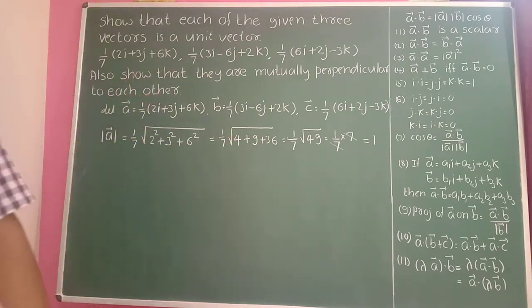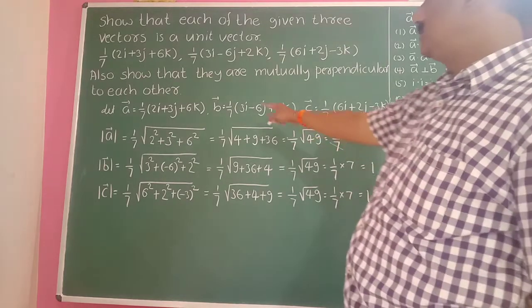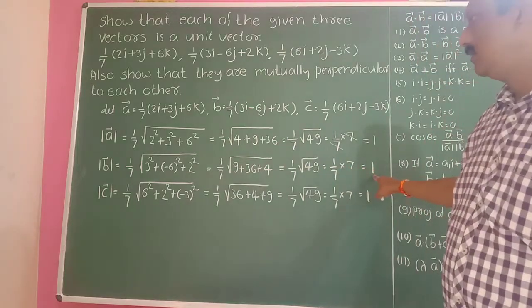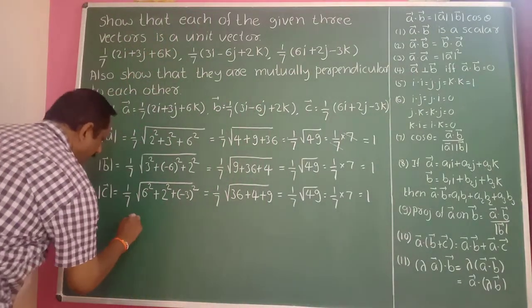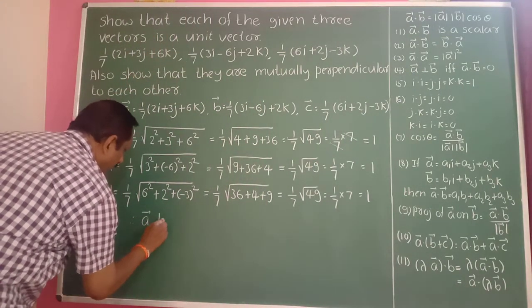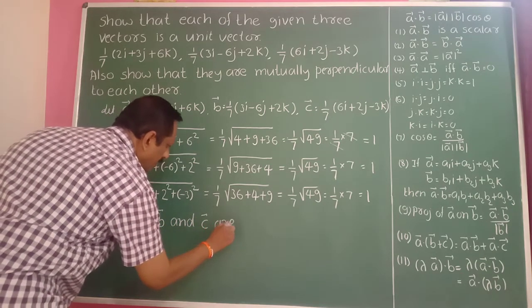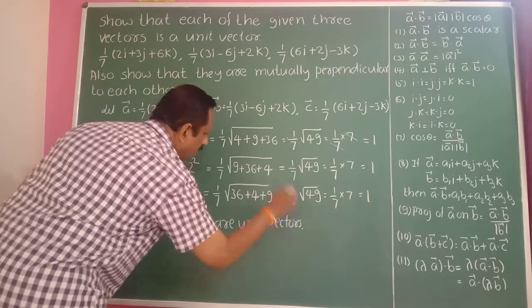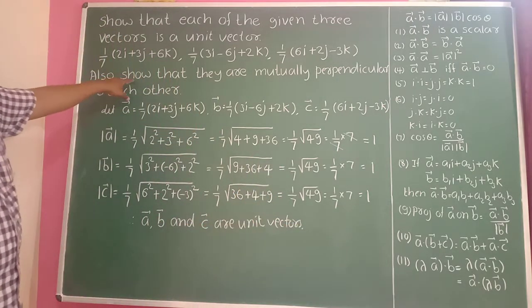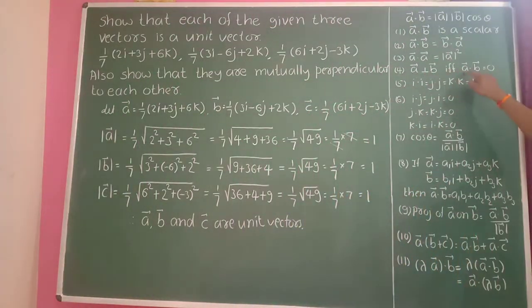Similarly, other two also. Hence here modulus of the vector b bar gives 1. Modulus of the vector c bar gives 1 here. Hence these are unit vectors here. Therefore, the vectors a bar, b bar and c bar are unit vectors here. Next to prove they are mutually perpendicular. You know that two vectors are perpendicular if a dot product is 0.